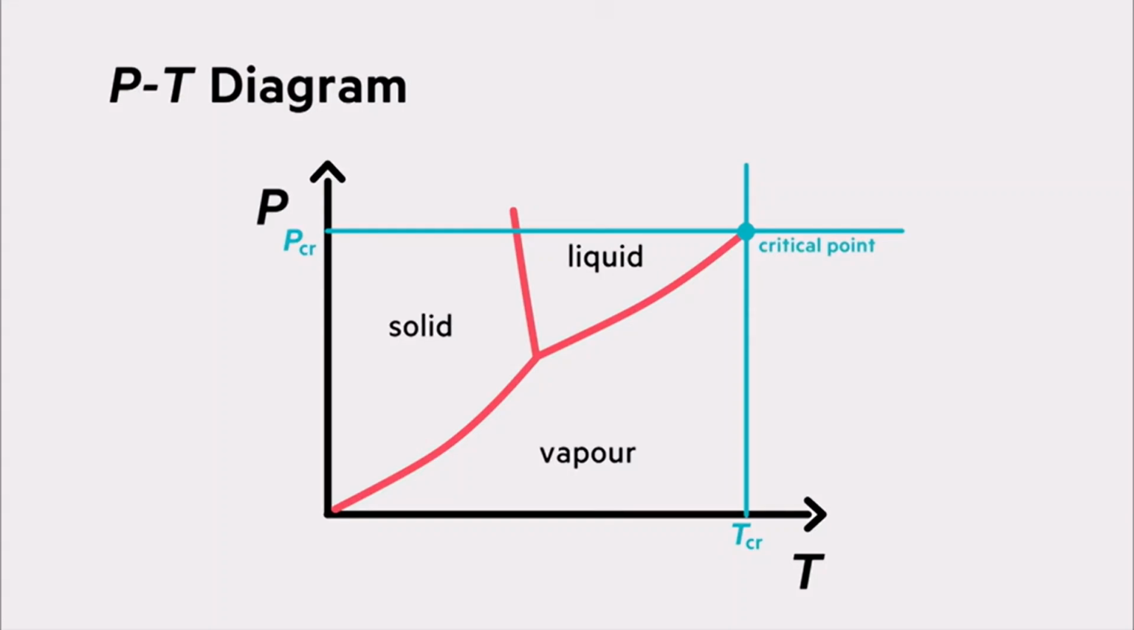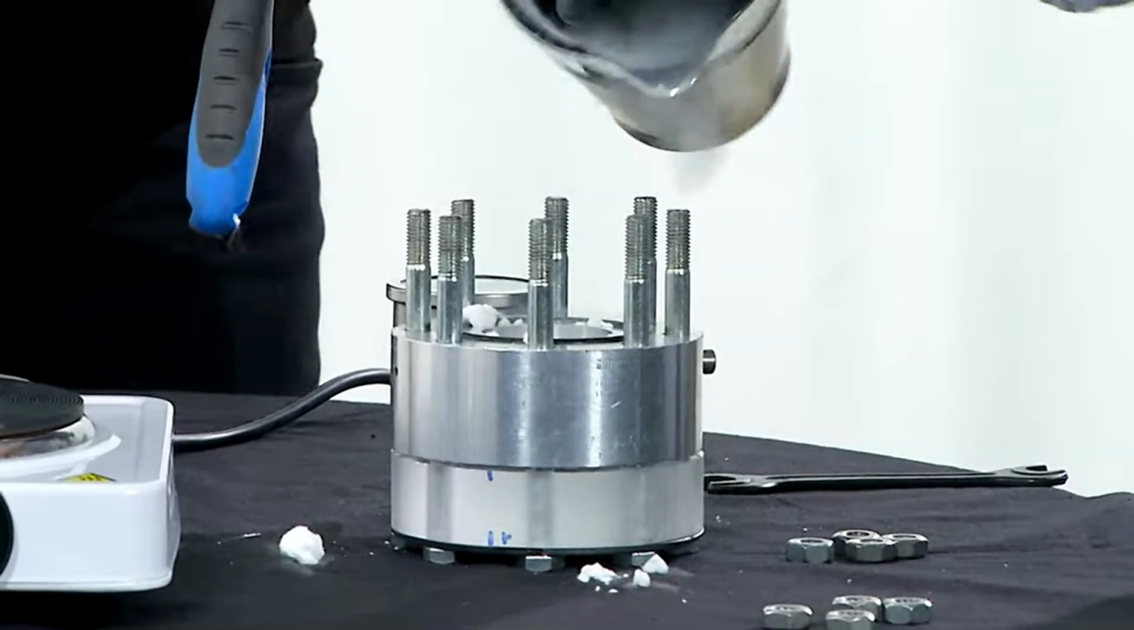With pressure and temperature that exceed the critical values, the substance will become supercritical and the differences between the liquid and the gas phase disappear. Let's see how this works in practice.